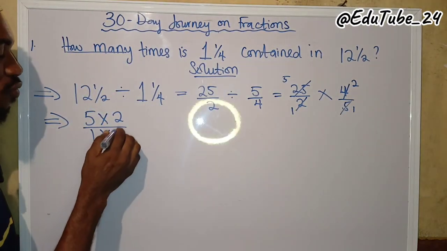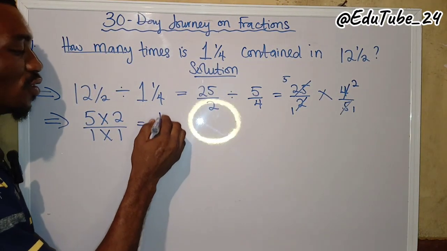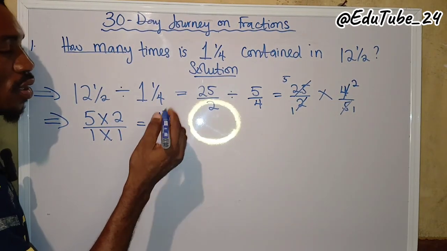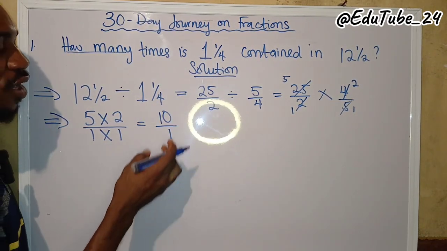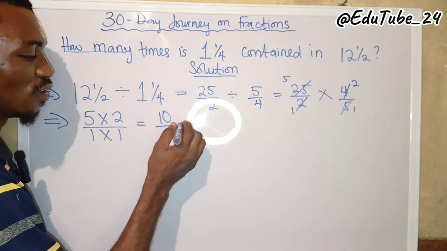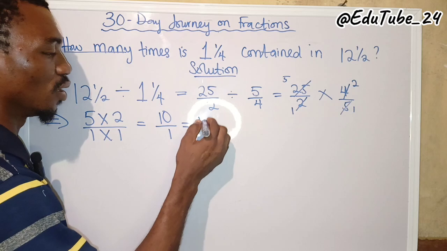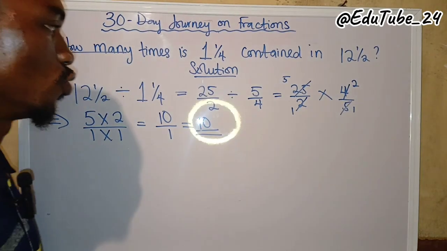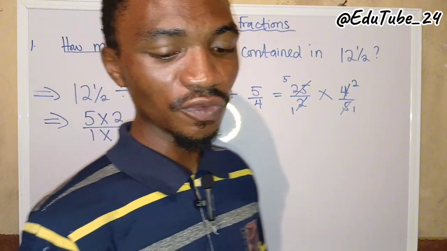1 times 1. 5 times 2 gives us 10, all over 1 times 1 gives us 1. Now in mathematics, any number divided by 1 gives you the same number. So certainly 10 over 1 is the same thing as 10. That is so. I hope that is understood. So let's move on to the next question.